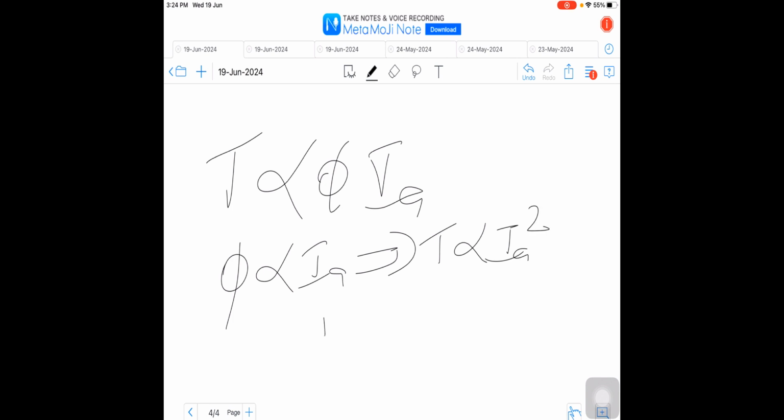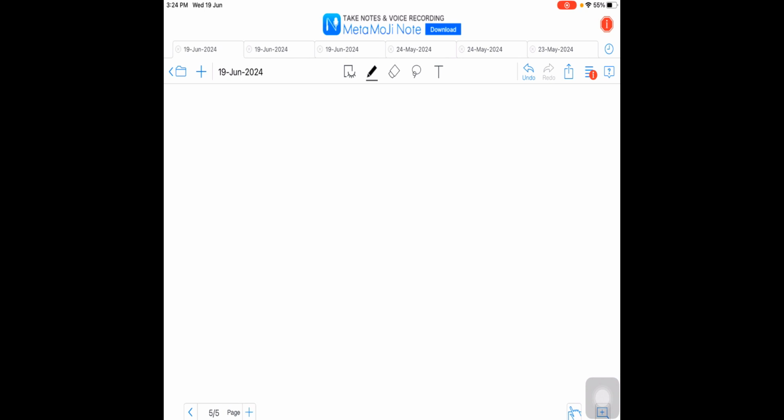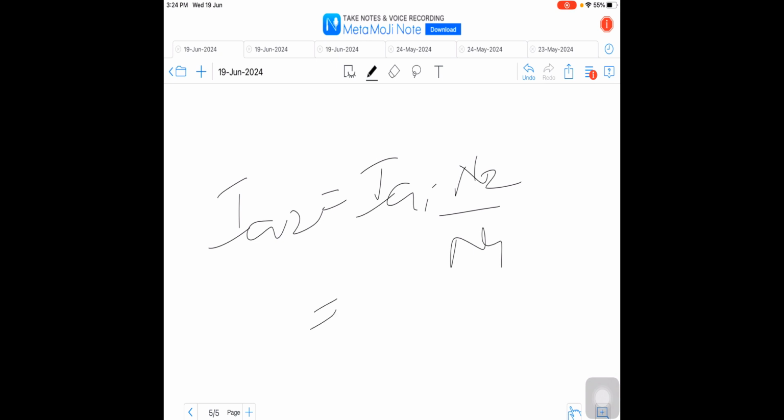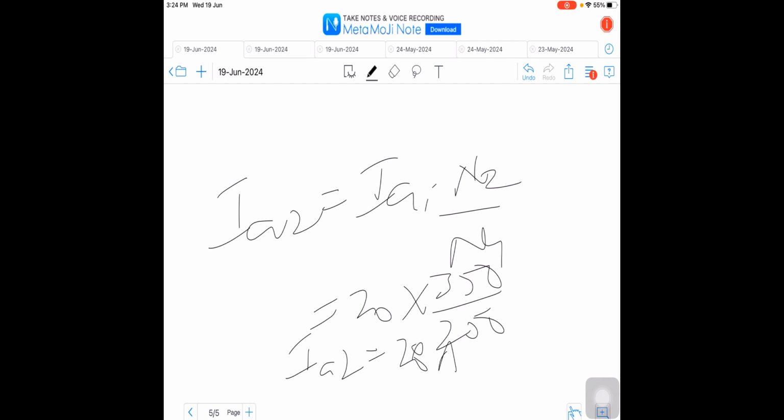From this we can say that Ia2 by Ia1 is equal to K into N2 by N1. So cross multiplying, Ia2 is equal to Ia1 into N2 by N1. So Ia1 is 20, N2 is 350, N1 is 250. So we get Ia2 is equal to 28 amps. You can check the Ia2 value.